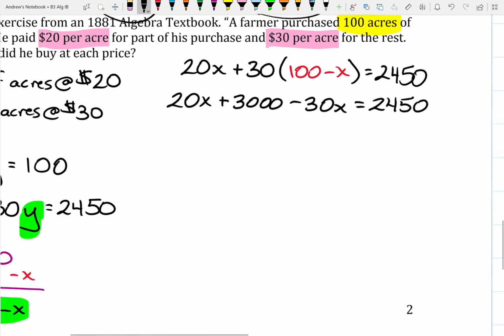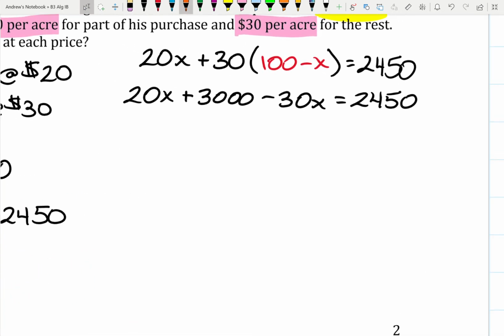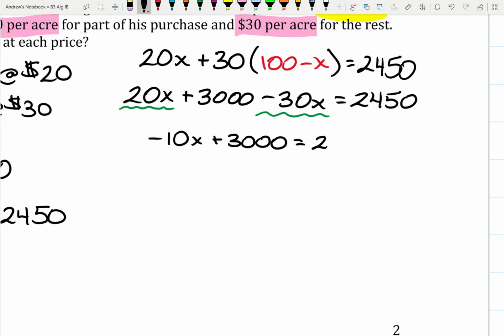You can zoom in a little bit more on that part. We've got some like terms. So again, they're on the same side. You don't need to do the opposite thing. This is just 20 minus 30, which is negative 10 x's. Bringing everything else along with that plus 3,000 equals 2,450.